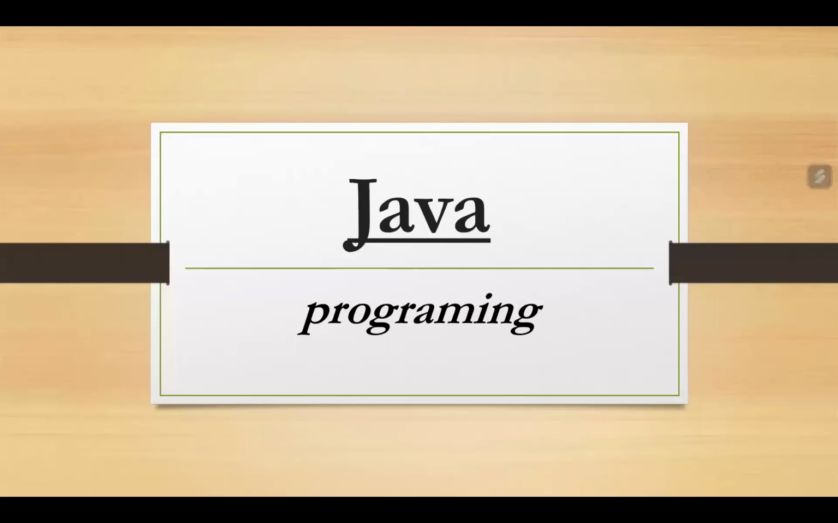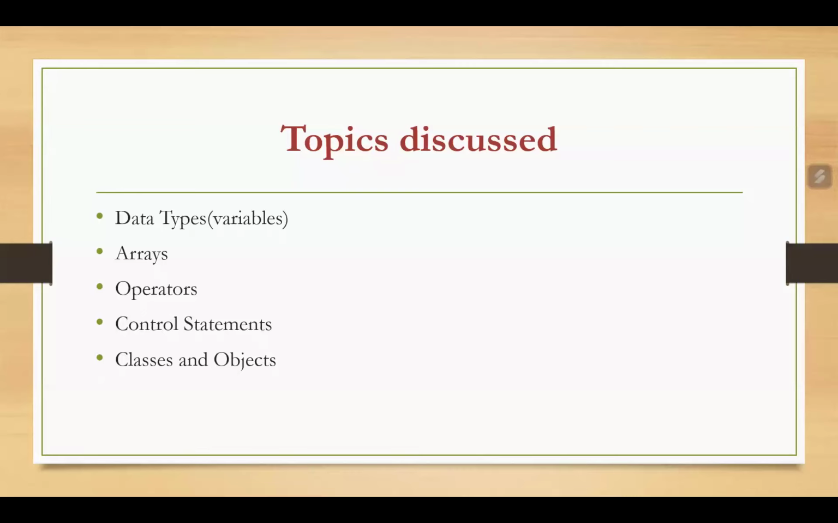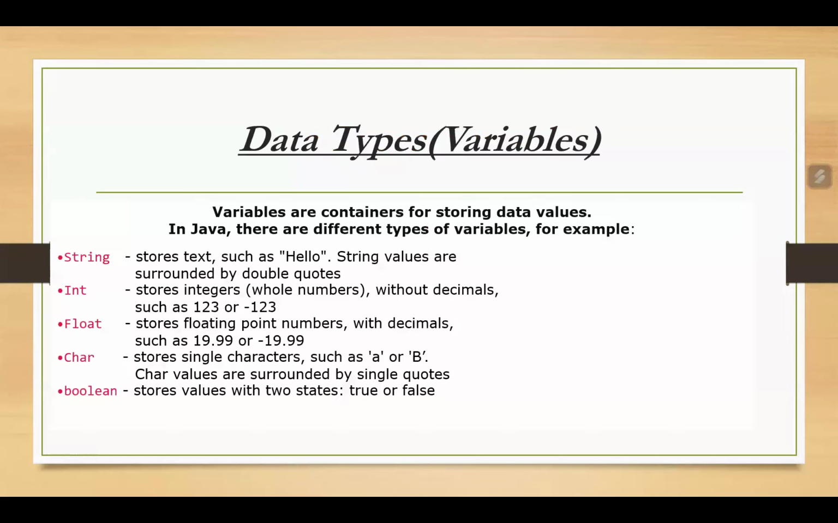Hello everyone, this is Kalyan. Today I'm going to briefly explain what we have learned in the past week. The topics we discussed are data types, which are known as variables, arrays, operators, control statements, and classes and objects. If we go into variables, they are containers for storing data values.